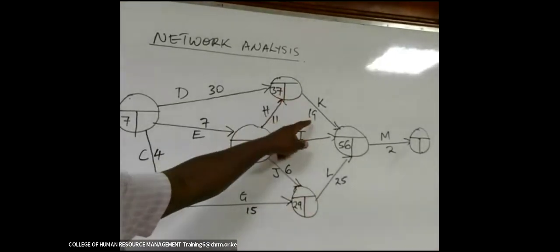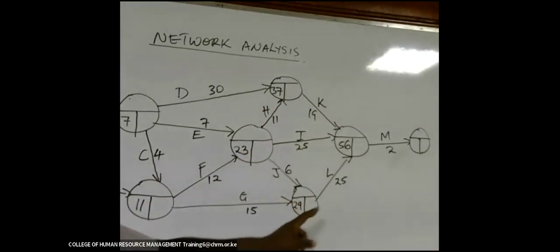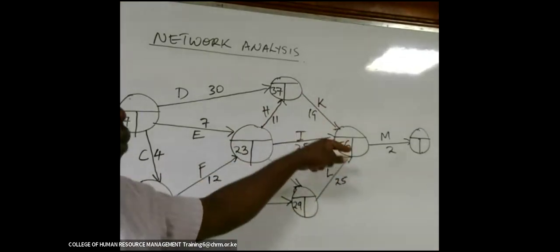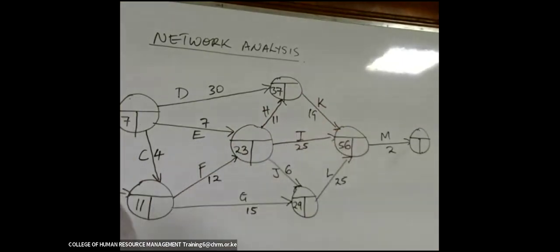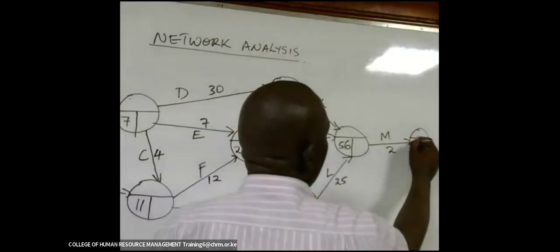So you consider 37 plus 19, that is 56. 23 plus 25, that is 48. 29 plus 25, that is 54. So the highest of all those 3 is 56. You put it there. Then now you finish now. 56 plus 2 gives you 58.